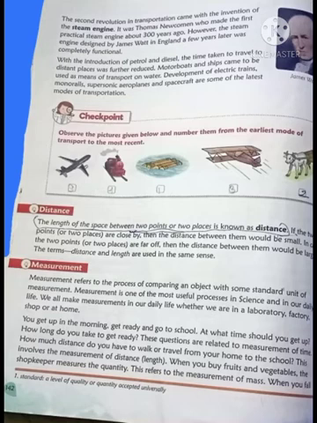Distance. The length of the space between two points or two places is known as distance. If the two points or two places are close by, then the distance between them would be small. In case the two points or two places are far off, then the distance between them would be large. The terms distance and length are used in the same sense.